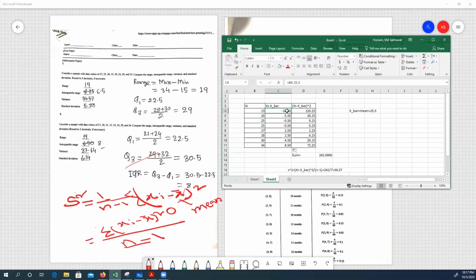So if you take the square of this one, then it will be this. The square of this one is this. The square of this one is this. You have to take all the squares. Now we have to add them together.